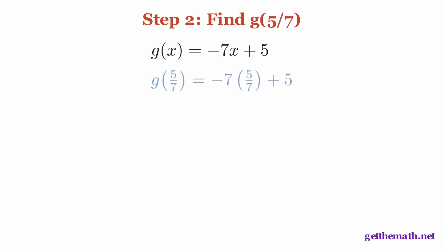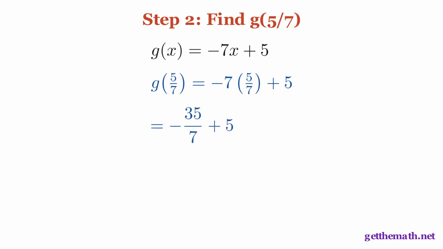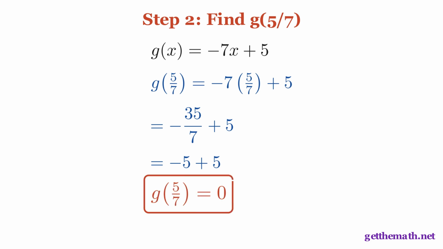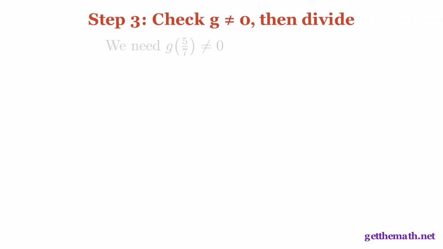Step 2. Find g of 5/7. Our function is g of x equals negative 7x plus 5. Substitute x equals 5/7. g of 5/7 equals negative 7 times 5/7 plus 5. Negative 7 times 5/7, the 7's cancel, giving negative 5. Negative 5 plus 5 equals 0. g of 5/7 equals 0.